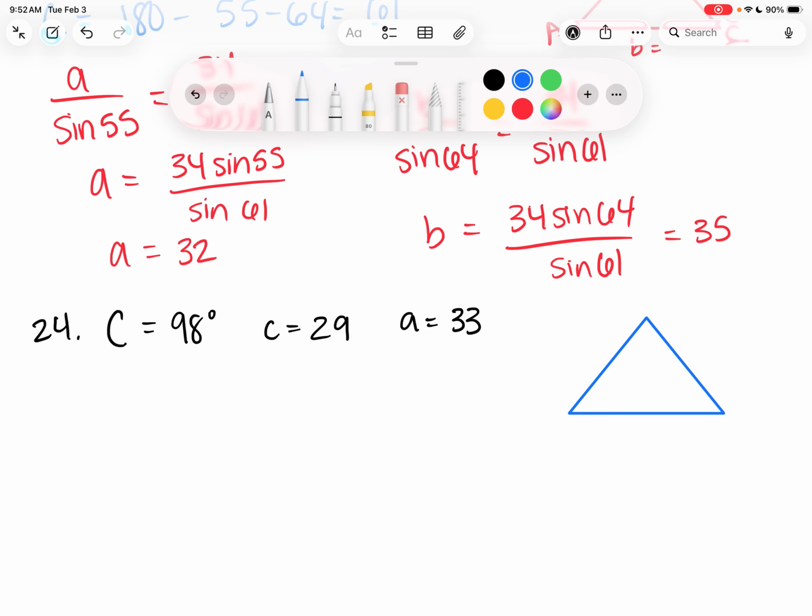But as far as my chart goes, it's obtuse because it's greater than 90. So I'm looking at C compared to A. C is less than or equal to A. So you would need to write that C is less than or equal to A in this situation. And then you would tell me no triangle.